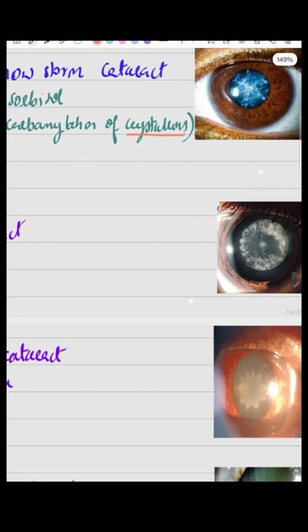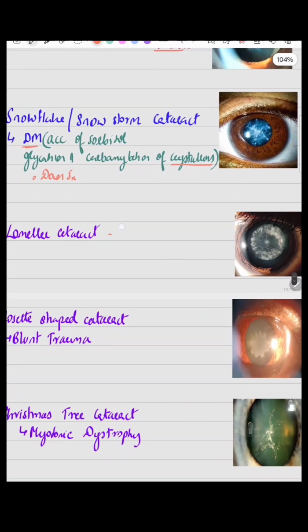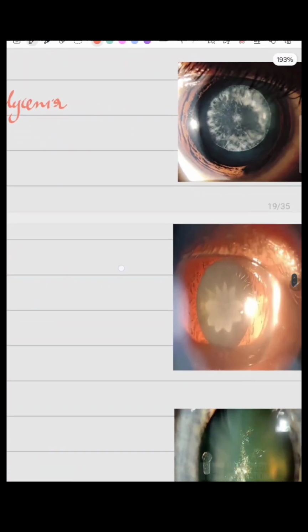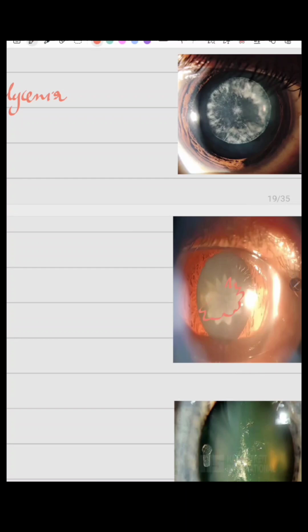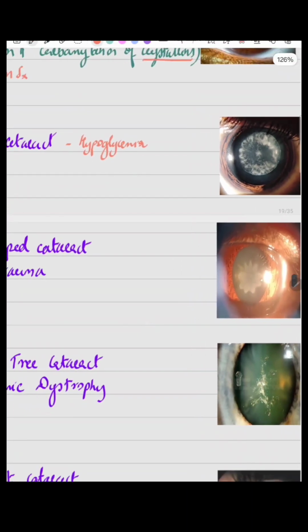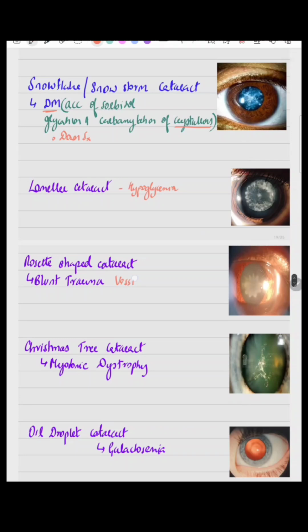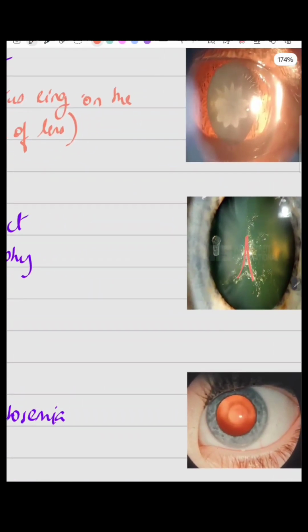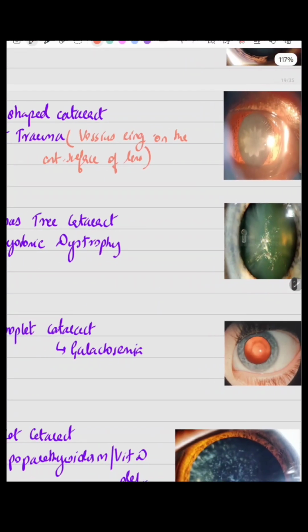Next is lamellar cataract, seen in hypoglycemia. Next, rosette shaped cataract seen in blunt trauma. There can also be a Vossius ring in blunt trauma, seen on the anterior surface of the lens. Then the Christmas tree cataract, seen in myotonic dystrophy.